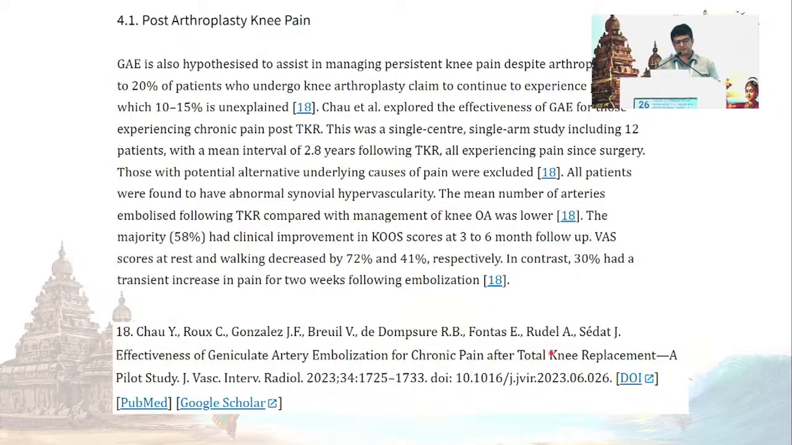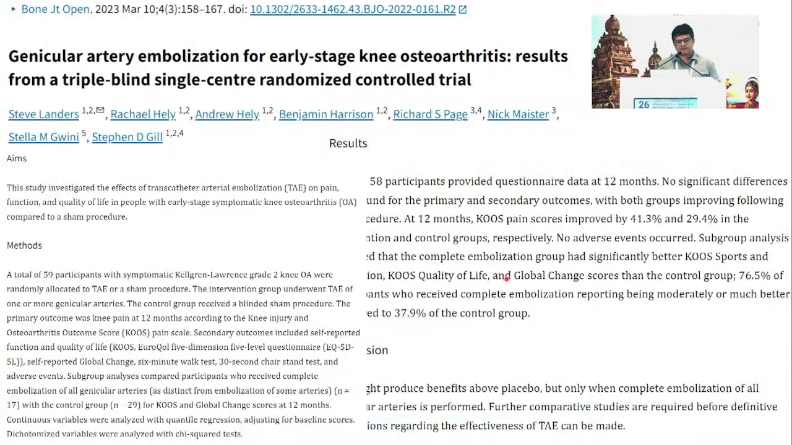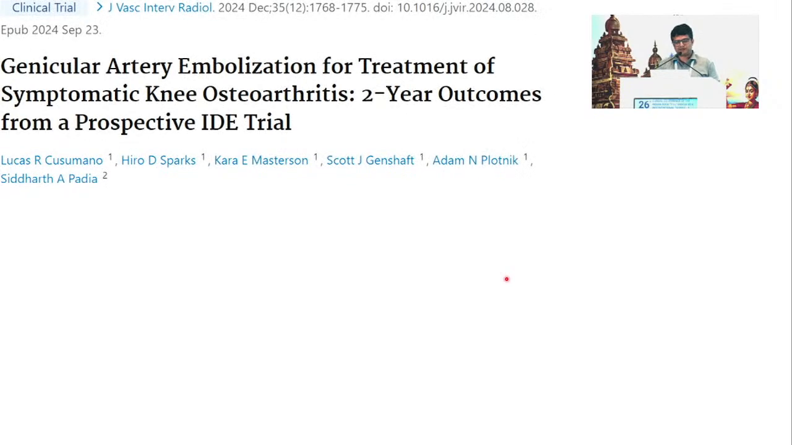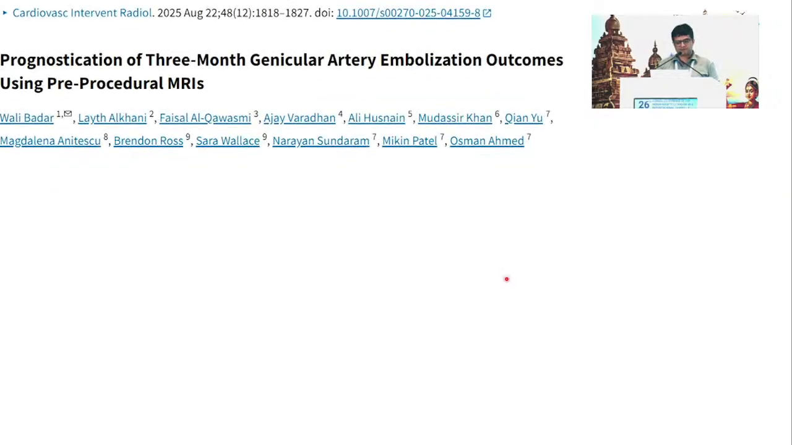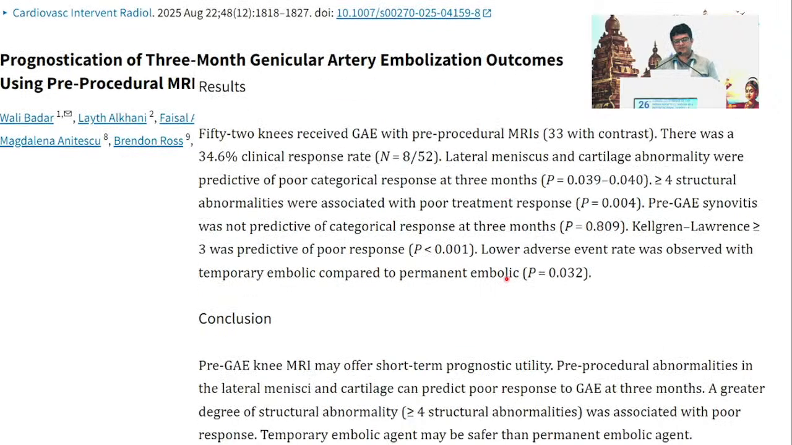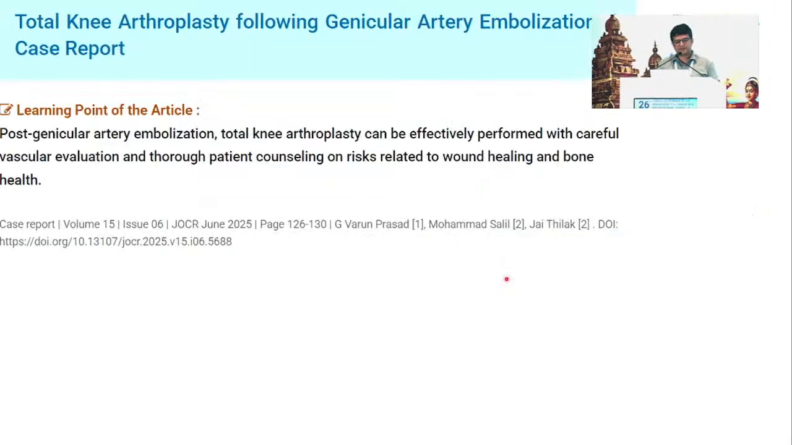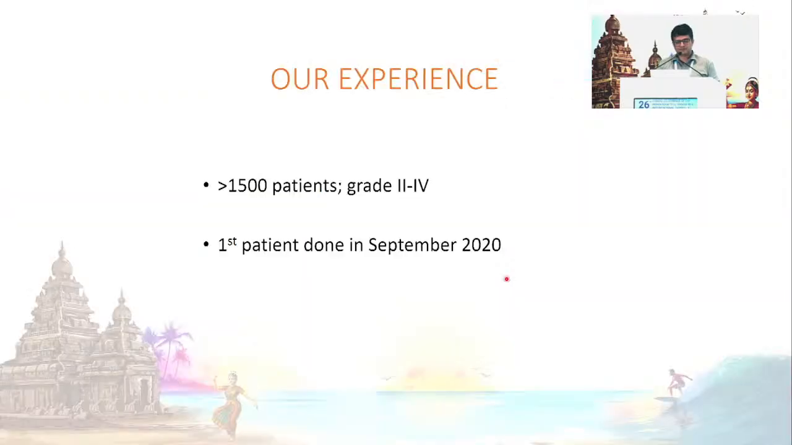So there is a paper regarding post-arthroplasty knee pain, and the KOS score is also reduced, and VAS score also gets reduced after embolization. This is a triple blind study in 2023, single center RCT. So we now have ample papers supporting genicular artery embolization, 2 years trial, and various things in our armamentarium, various agents to embolize. Now even lipiodol is used sometimes for embolization. Last 2 minutes. Stem cells are also used, and there is enough experience now.